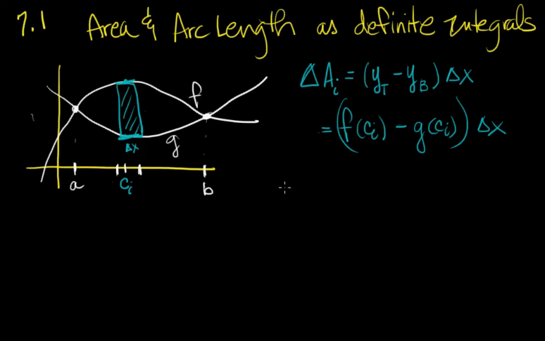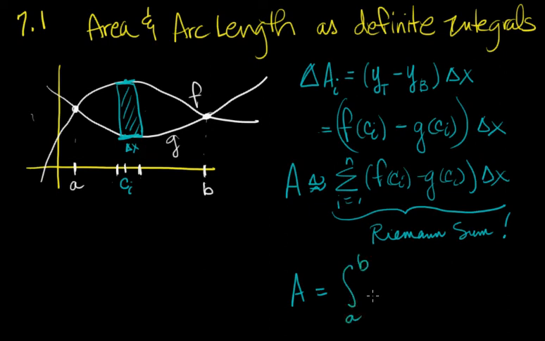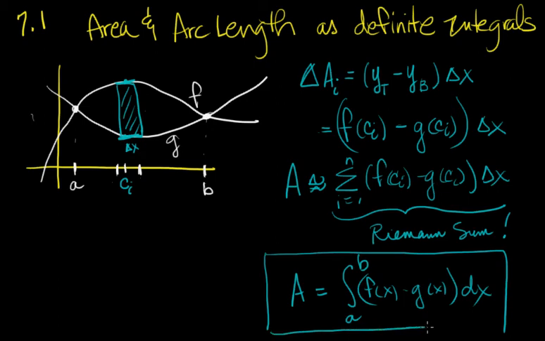So we could say then that the area, if we add them all up, which is the sum of all these quantities, f of c sub i minus g of c sub i, delta x, from i equals 1 to n, that A is approximately equal to that, the area of the region. And what is this? Well, you should recognize this as a Riemann sum. It's a Riemann sum for the function f minus g. So we have then that the area is equal to the limit of that Riemann sum as n goes to infinity, or the integral from a to b of f of x minus g of x dx. And that is your formula for finding the area enclosed by two curves where one is always on the top and one is always on the bottom.